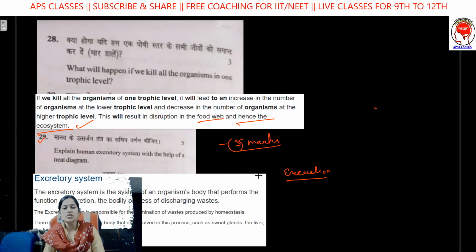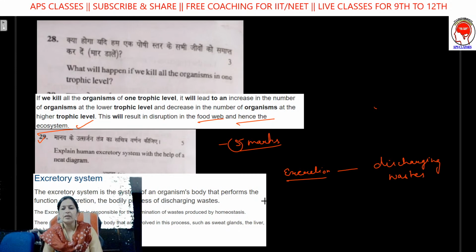The bodily process of discharging wastes. So the excretory system is responsible for the elimination of the wastage produced by homeostasis. There are several parts of the body that are involved in the process, such as sweat glands, the liver, the lungs, and the kidney system.